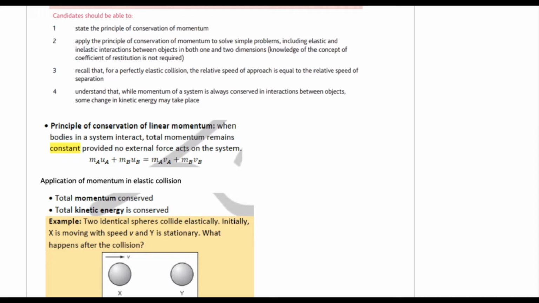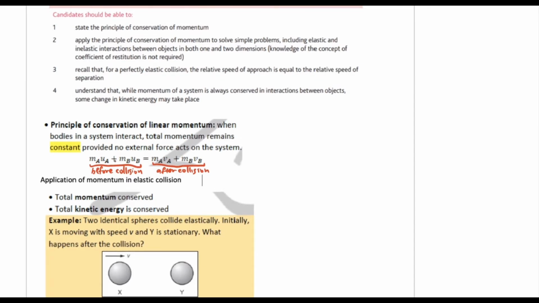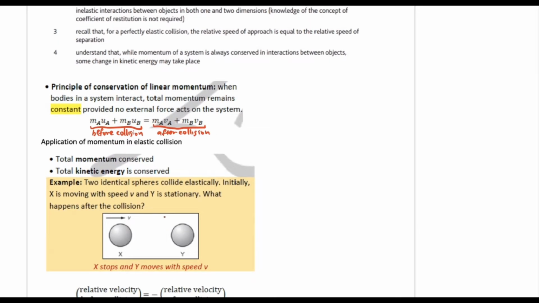No external force. So this is the one: mAuA plus mBuB is the total momentum before collision, which is equal to the total momentum after collision. So this is the formula, and let's move on first. You can see how we use the formula very soon in the following examples.